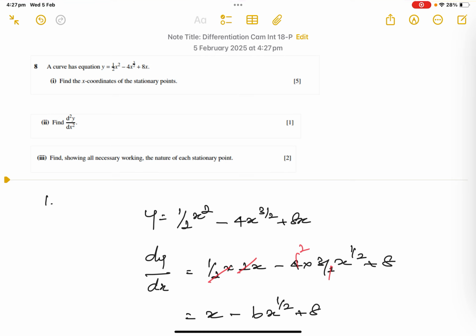The third part: showing all the necessary working, find the nature of each stationary point. There are two stationary points. The nature means there can be a local maximum, a local minimum, or a point of inflection, or one of them a point of inflection, one of them a minimum, whichever. So stationary points can be of three types: minimum, maximum, or point of inflection.